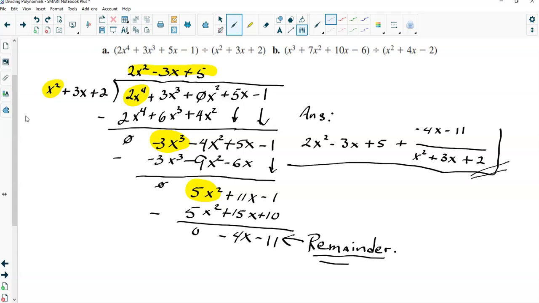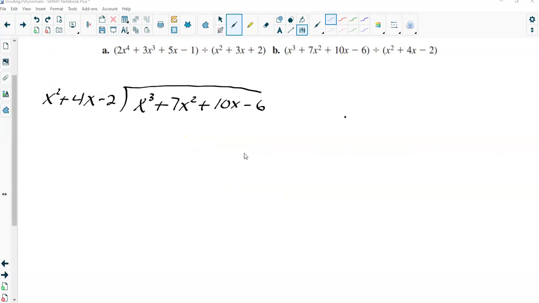All right, let's look at the next one. Take a look at example B right here. It is x cubed plus 7x squared plus 10x minus 6. Notice 3, 2, 1, 0. So it is in order. Every term is there. Square, so 2, 1, 0. Every term is there. So we could start dividing.